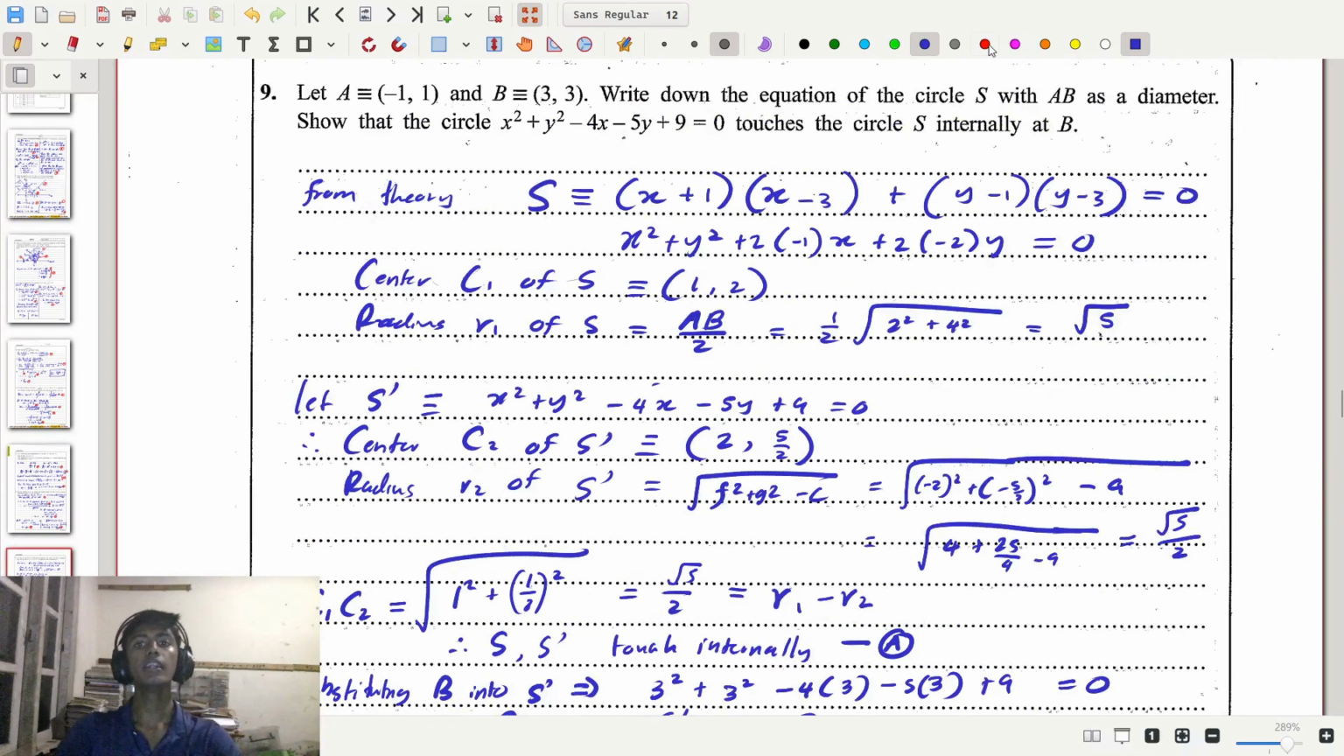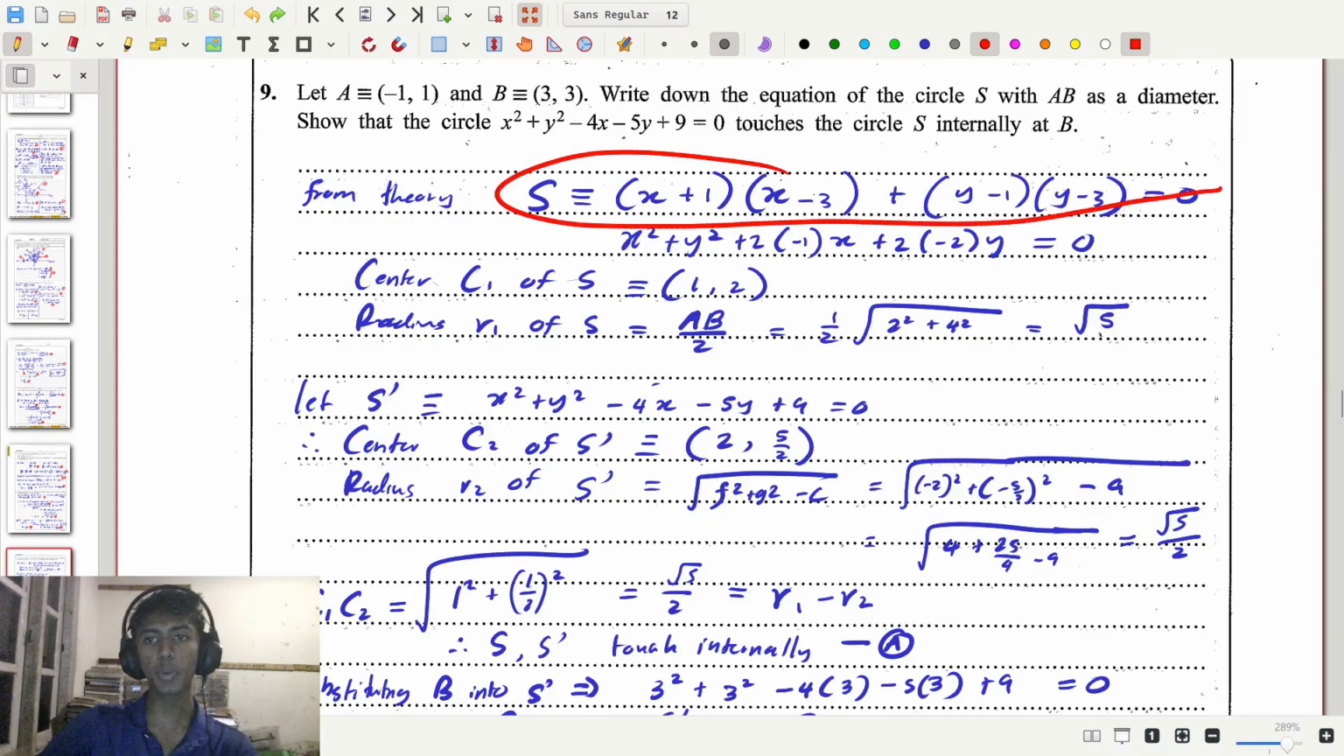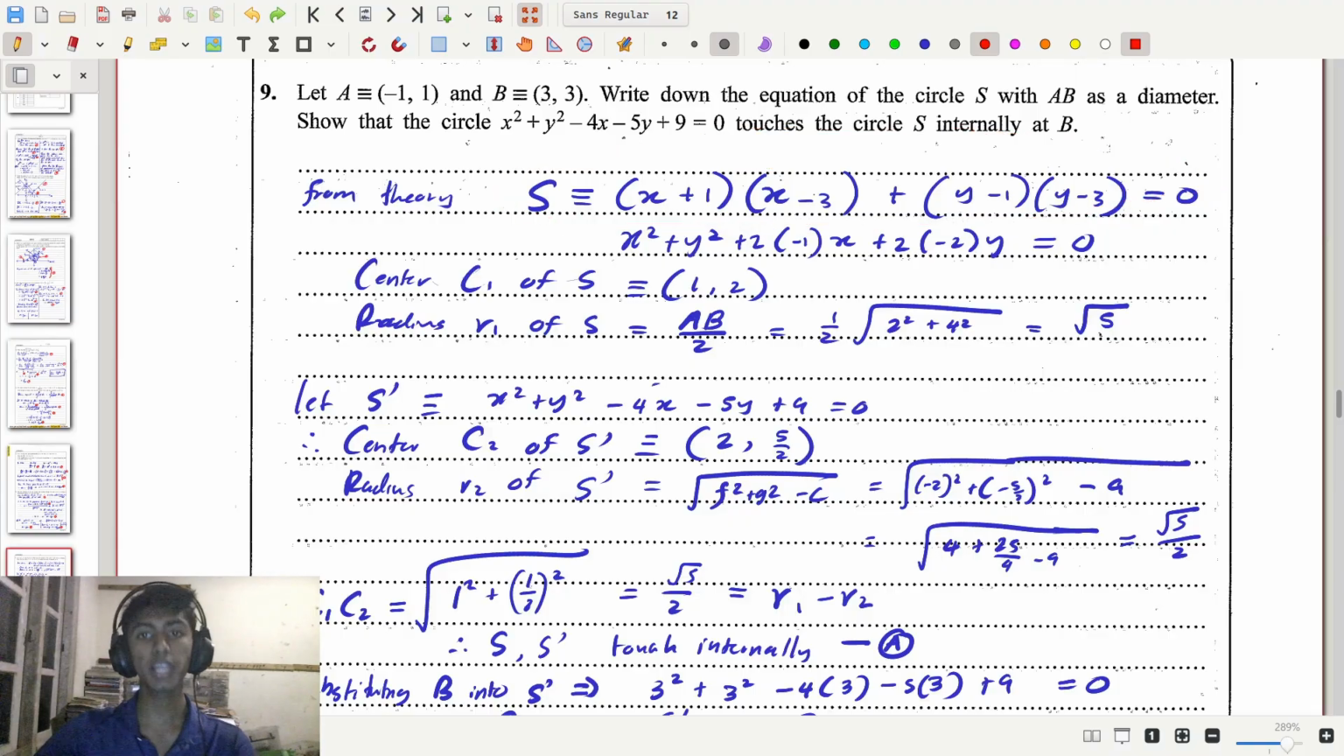Now finally, let's discuss the marks awarded for this question. So for this question, when you write from theory that the circle with AB as a diameter must be given by (x minus x1)(x minus x2) plus (y minus y1)(y minus y2), and you write down this equation right here for the circle S, you get 5 marks for that.